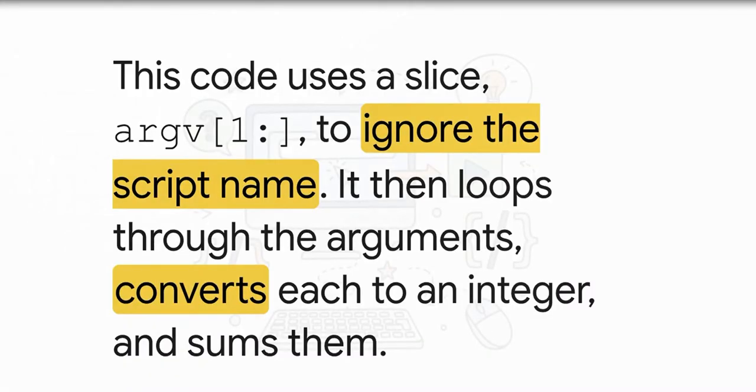Let's see how we'd put this to use. First, we import argv from the sys module. Then, we use this really neat trick called list slicing. argv[1:] basically says, give me everything in the argv list, starting from the second item all the way to the end. This neatly skips the script name for us. From there, it's pretty simple. We just loop through our arguments, convert each one to an integer, and add it to our running sum.